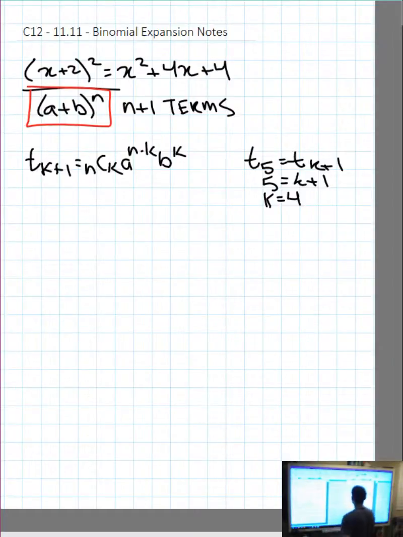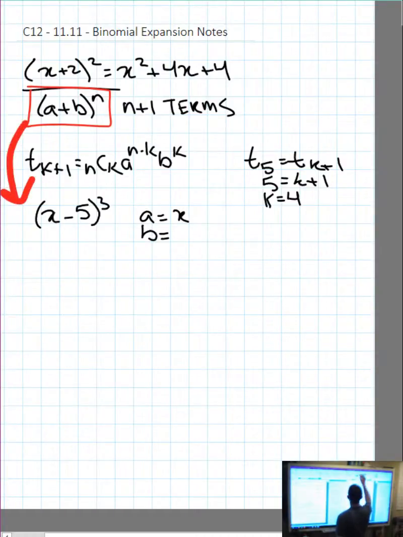So if I have an example like (x - 5)^3, it means that a is simply x. B, from the formula above in red, b is negative 5 because the formula says plus. And my n is simply 3. And I know that I have n + 1 terms, so I know I have 4 terms. So those are going to be the features.